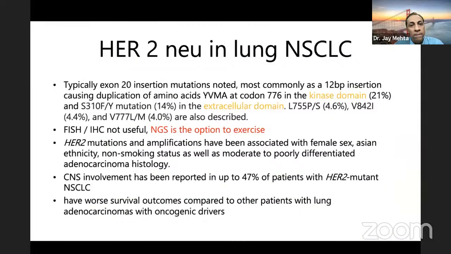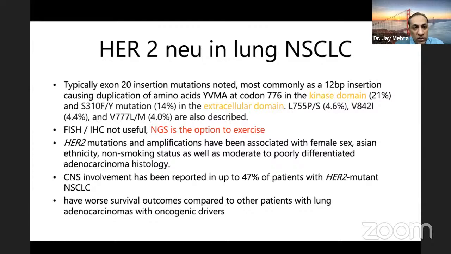Now, what about the HER2 expression in lung tumors? It's not the same as for breast tumors. What you tend to get is exon 20 insertion mutations in the kinase domain. Along with that, a very hotspot mutation in S310F or Y in the extracellular domain. There are a few other hotspots also in the extracellular domain. So therefore, you cannot use IHC or FISH. You have to exercise the option of using NGS for HER2 mutations.